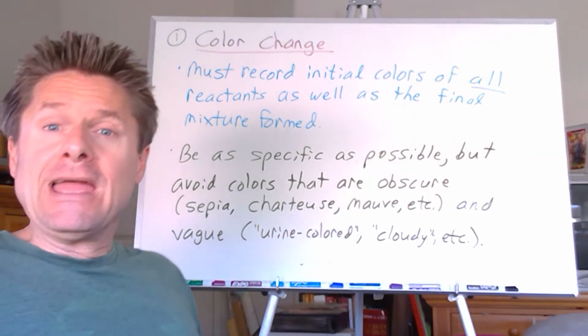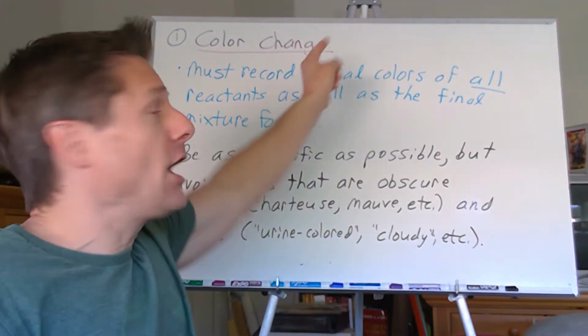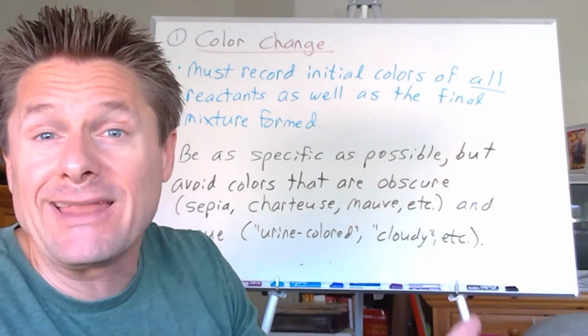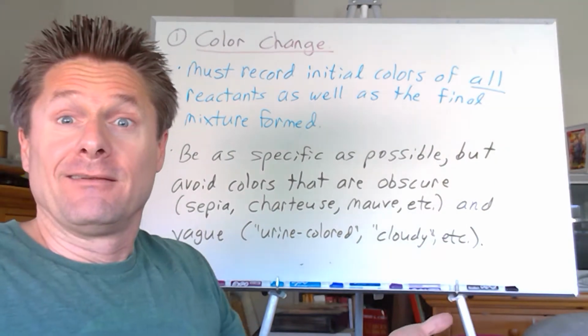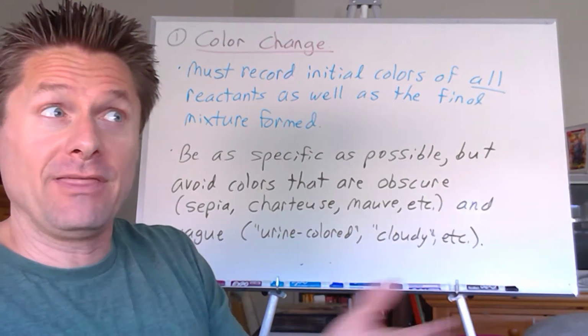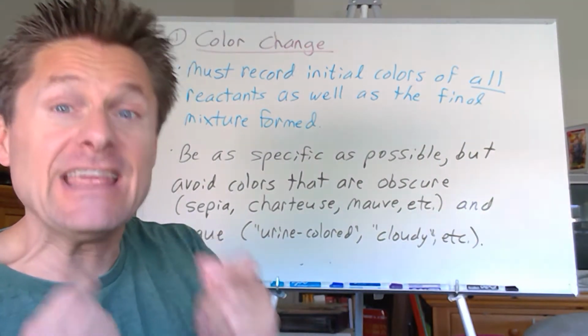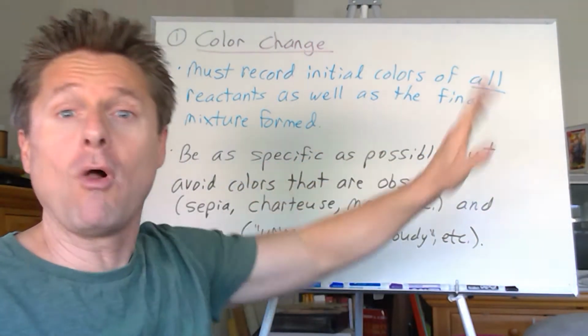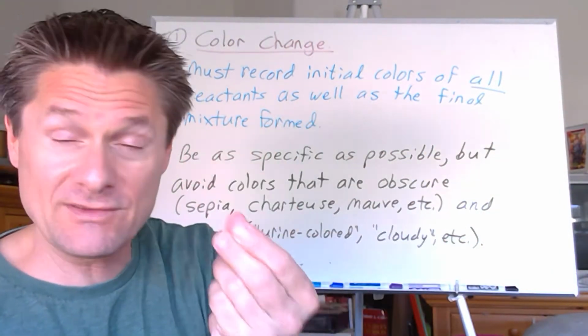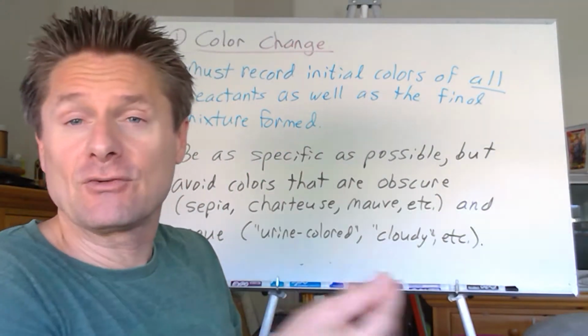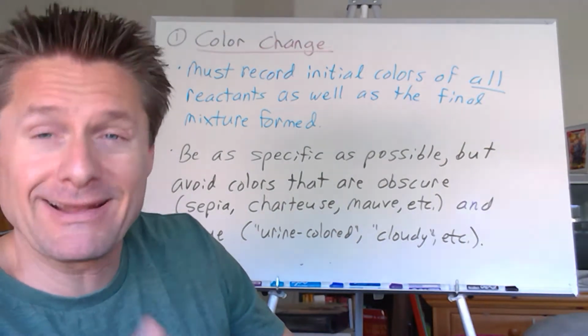Doesn't really matter. The key is color change. You can't just say it turned green. Was it green to start with? It's not enough data. So you have to give the colors of each individual reactant first, all of them. What's the color of this one? What's the color of this one? Reactant one, reactant two. Mix them together and then describe the color of the final product, that mixture.